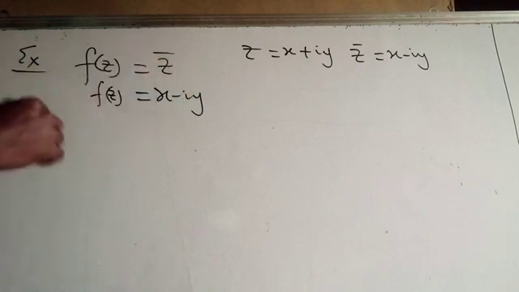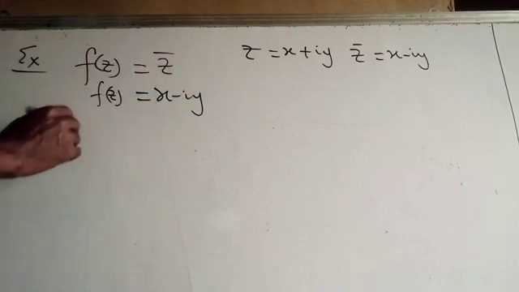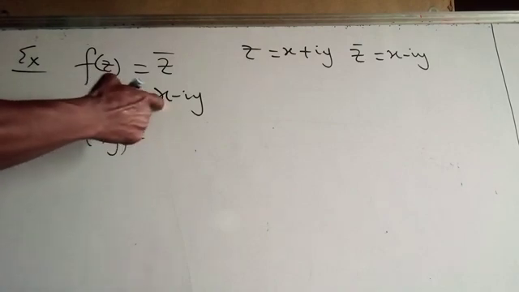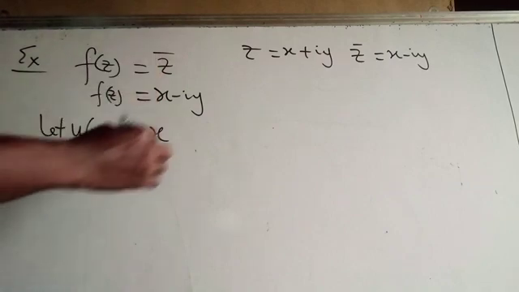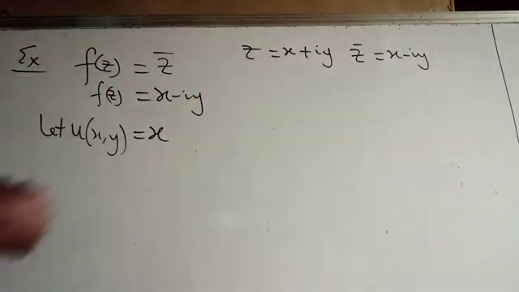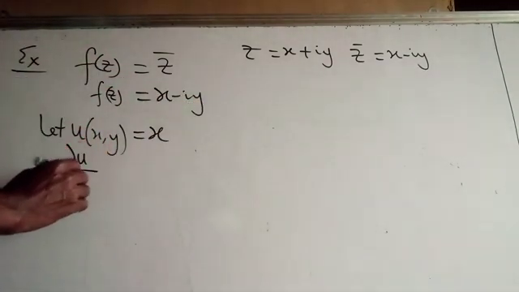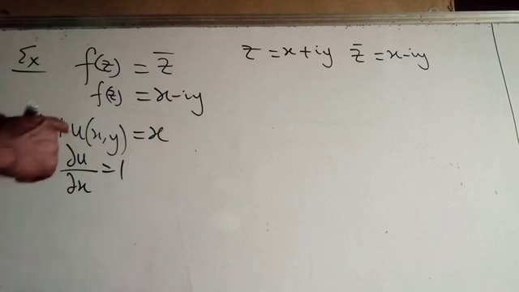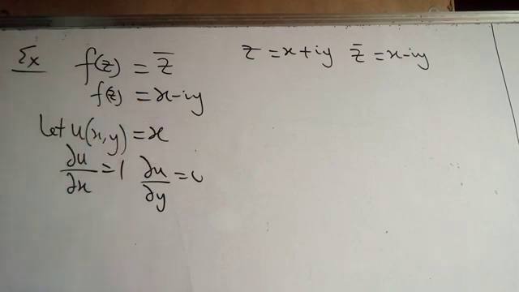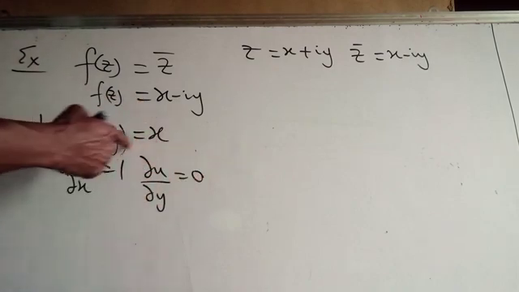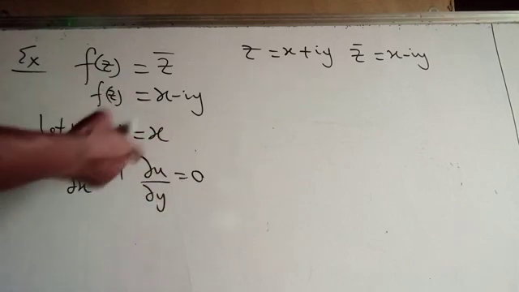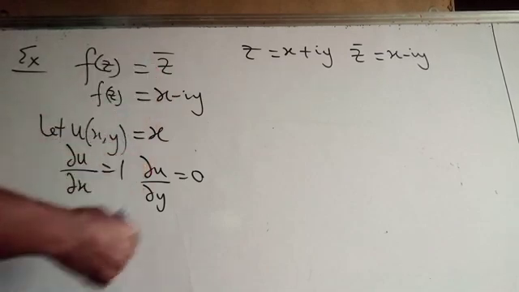As simple as we used to do. So let's say u of x comma y be equal to x. This one has the real variable, there's no i there. And this one has the imaginary variable, that's the i there. So the partial derivative of u with respect to x will be 1, and the partial derivative of u with respect to y will be 0, because it does not have a y variable. You are differentiating with respect to y, so it will be 0.